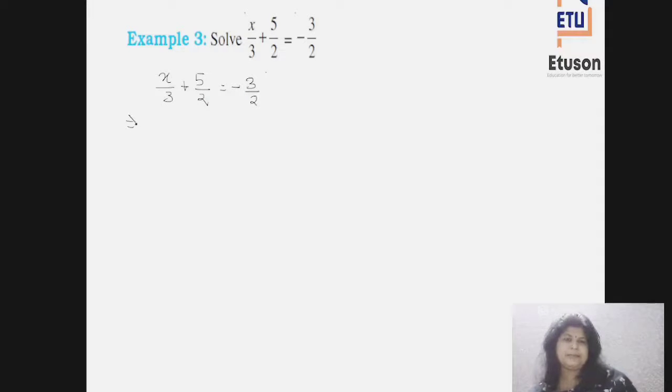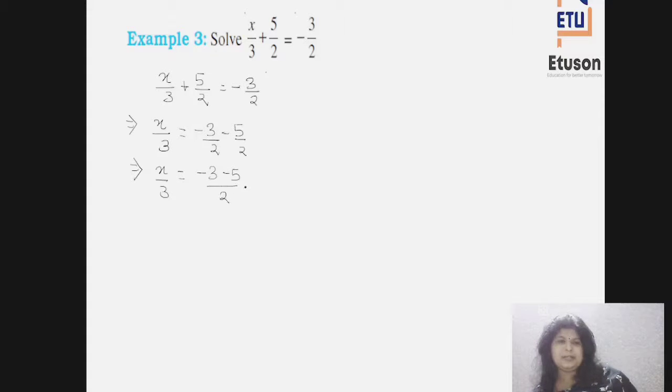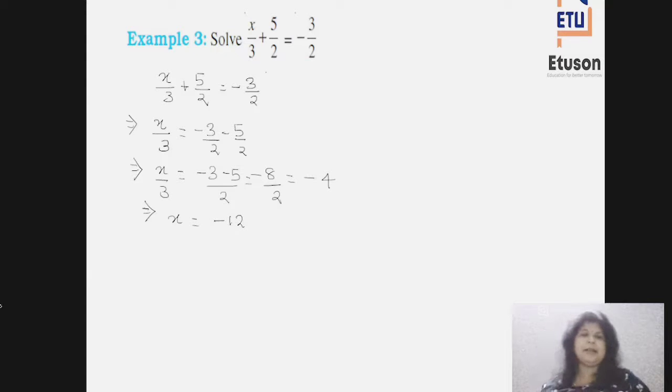It implies, you are just transposing it, x by 3 is equal to minus 3 by 2 minus 5 by 2. So let us solve it and you will get minus 3 by 2 and minus 5 by 2, which is nothing but, you have a common denominator, that is 2, minus 8 divided by 2. So what is minus 8 by 2? That is minus 4. So what will be the answer? So x is equal to minus 12. x is equal to minus 12.